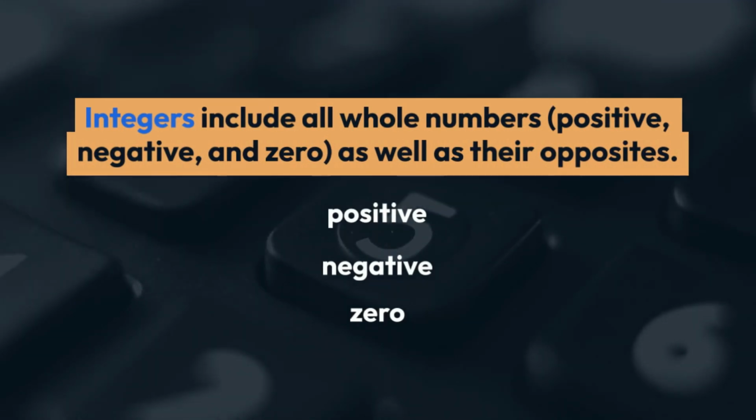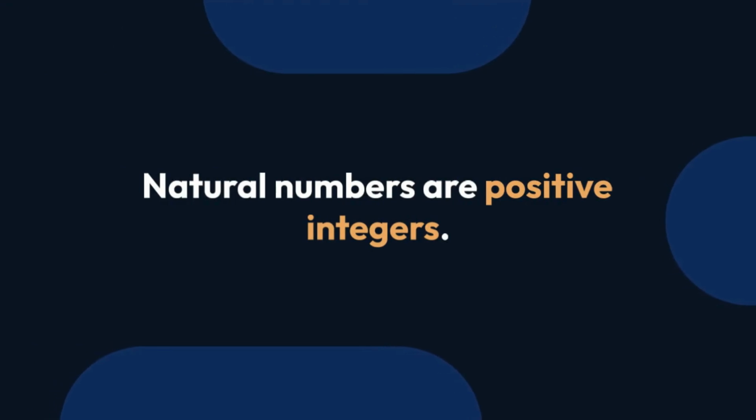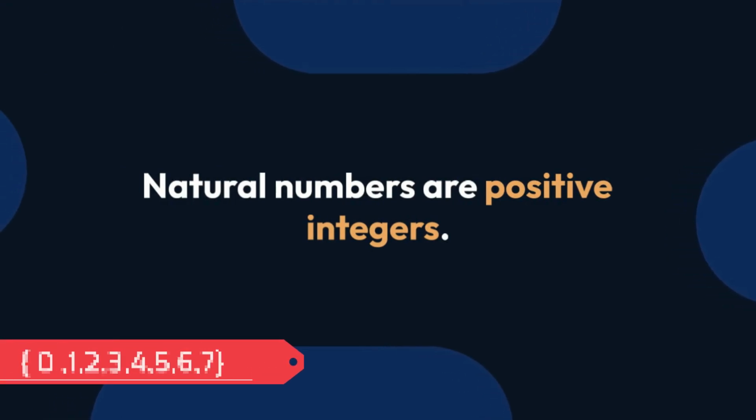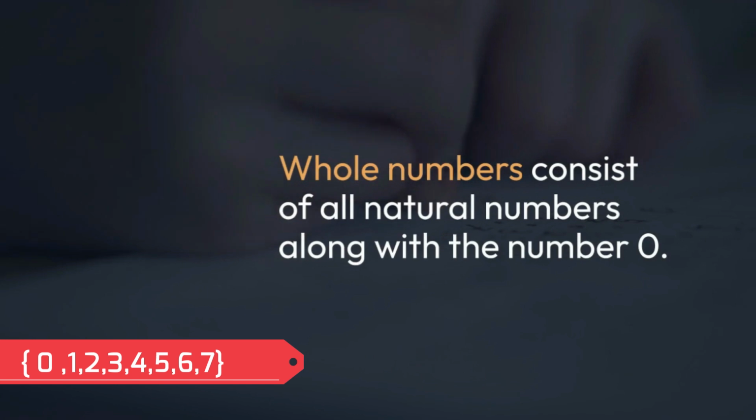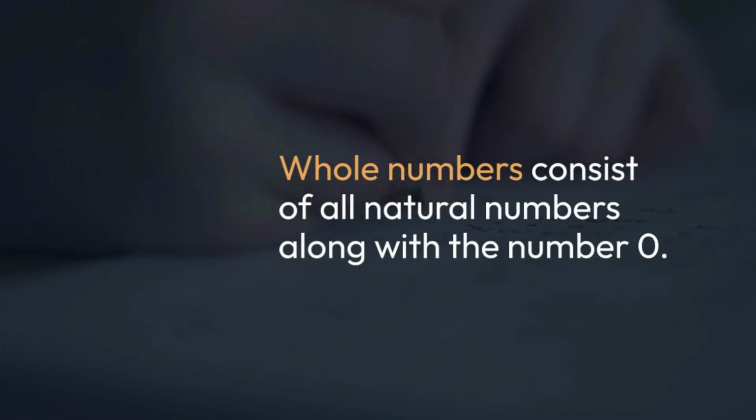For example, if we have the natural number 7, by including 0, we can consider it a whole number. 0, 1, 2, 3, 4, 5, 6, 7. This way, we have converted the natural number 7 into a whole number.